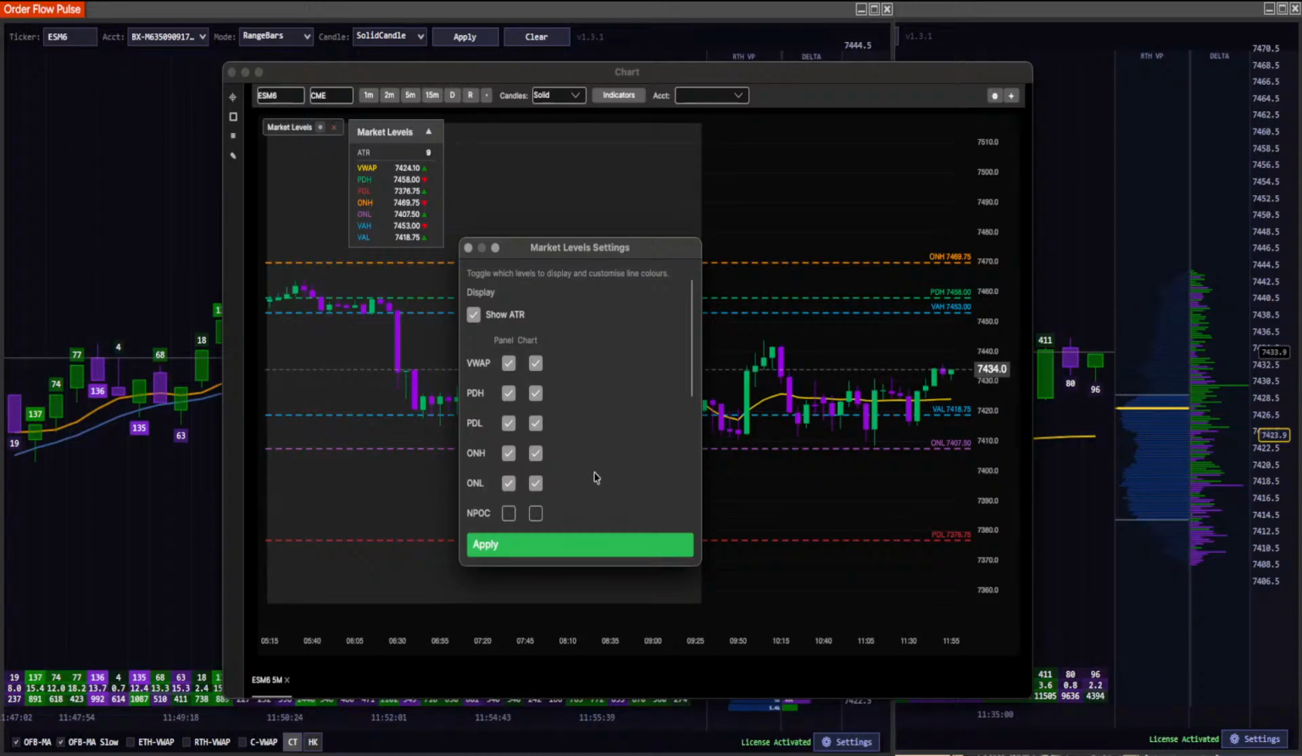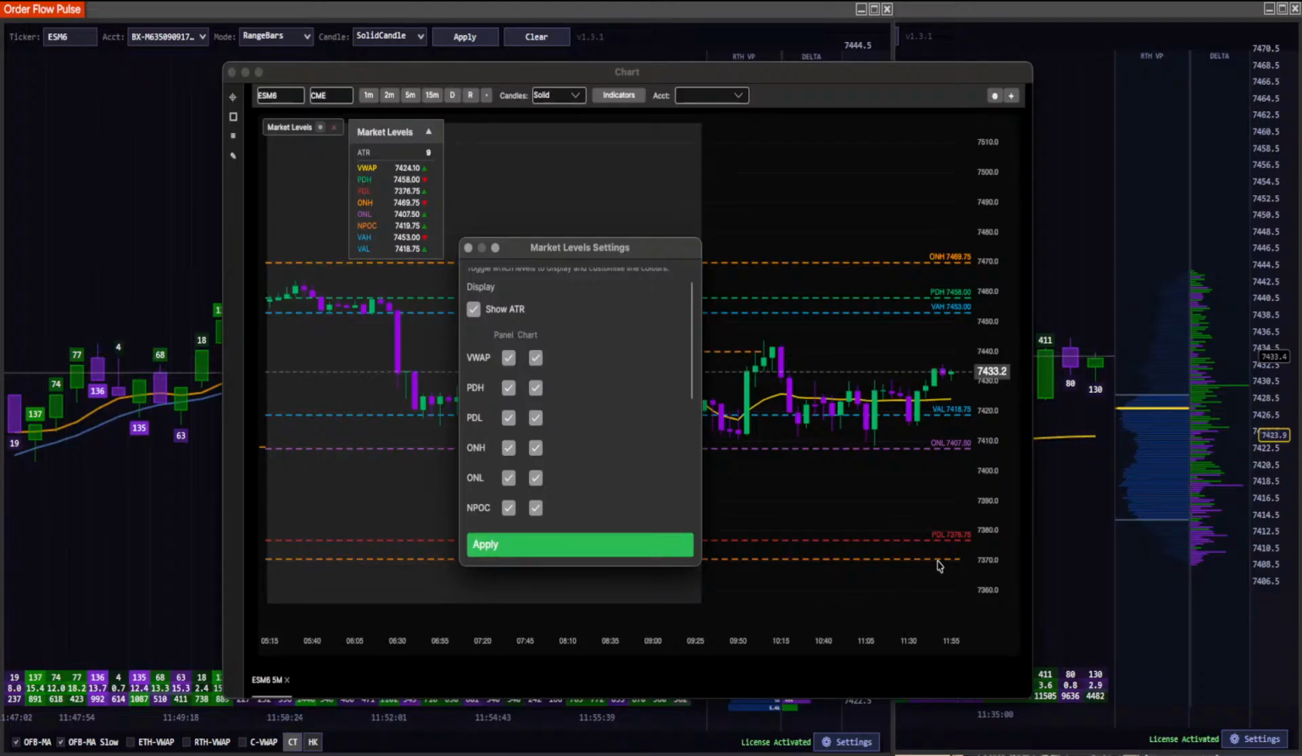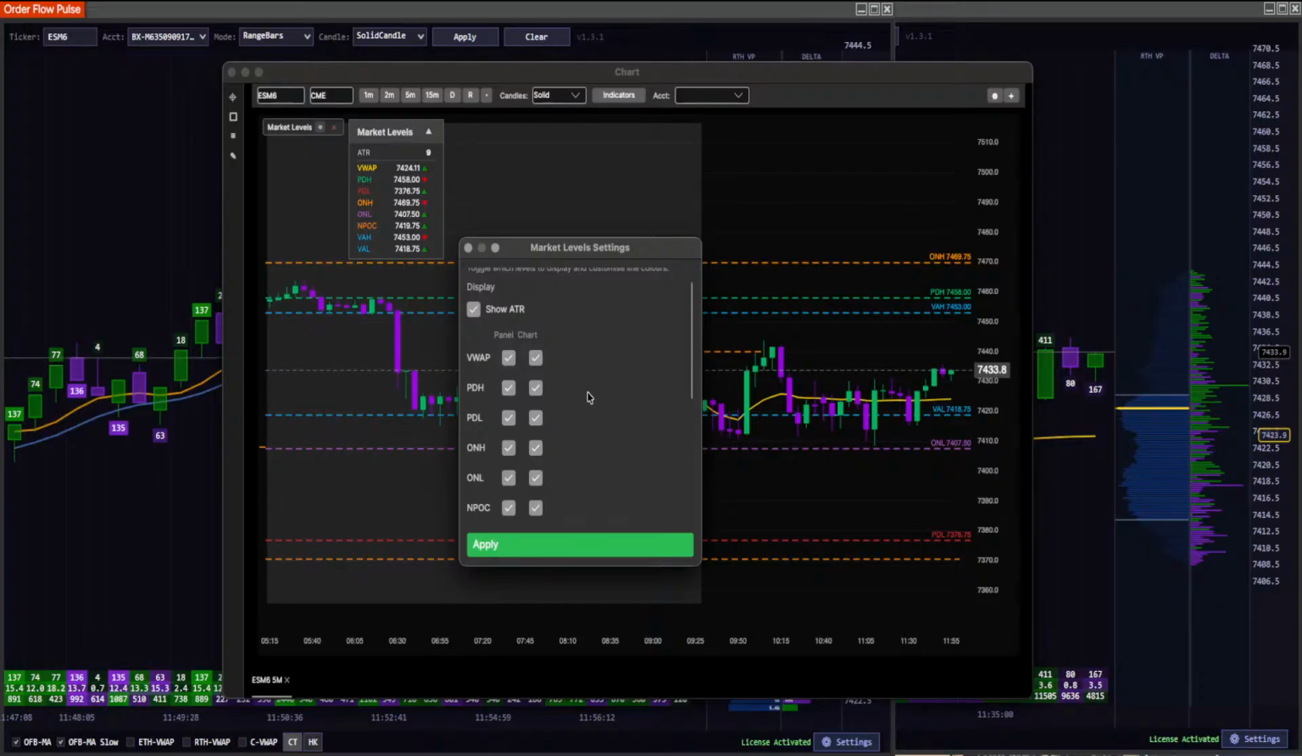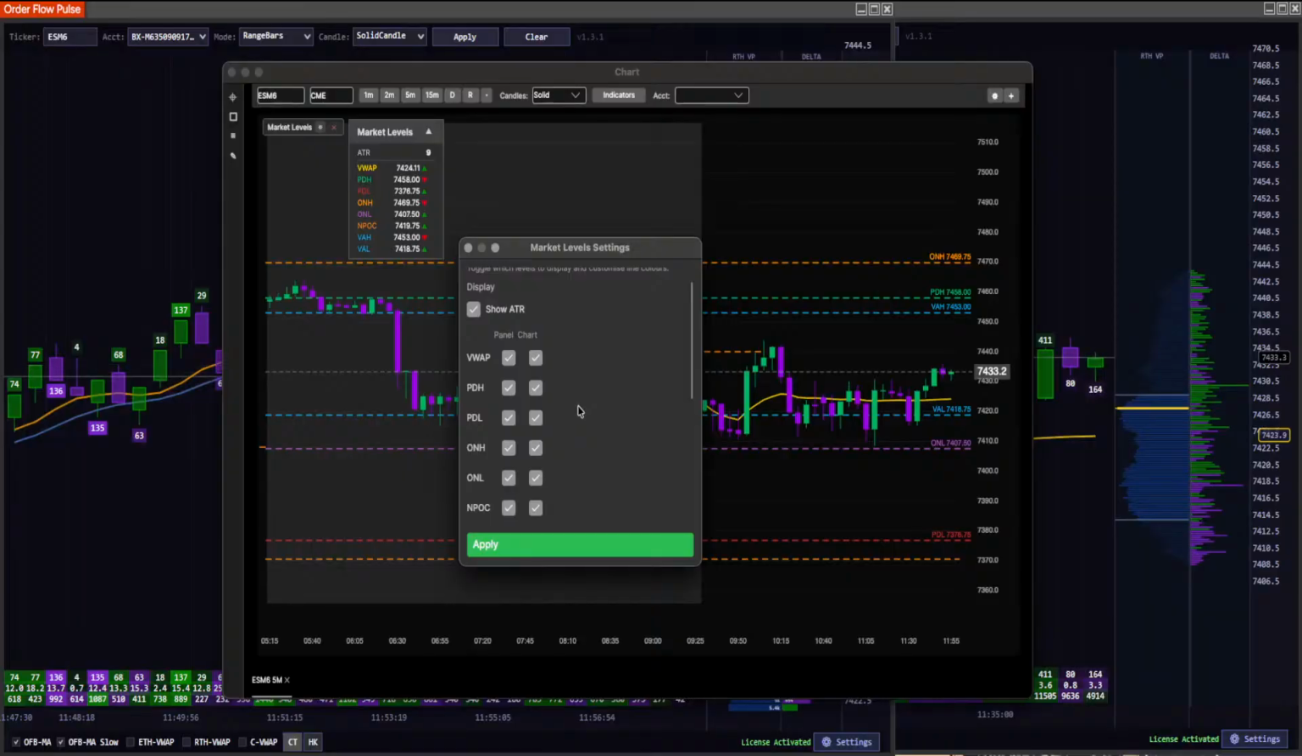Like right now, negative point of control's off, but if I put that on, see right down here, negative point of control, VPOC, whatever you want to call it. It's an area that has not been tested of a previous New York session trading hours. It's a point of control that has not been tested. That's all that means.